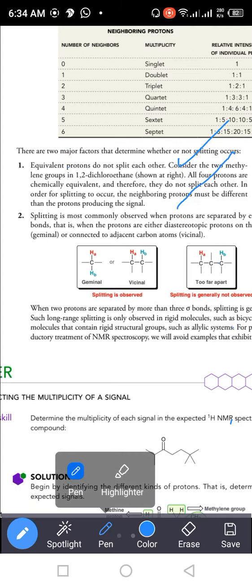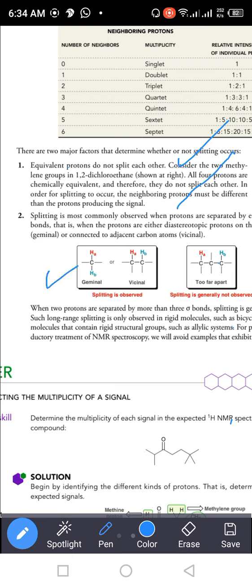So at what condition does splitting occur? Splitting is observed in these 2 cases: one case geminal protons and the other case vicinal protons. What are geminal protons? Geminal protons means 2 protons are on the same carbon. If 2 protons are on the same carbon, then these 2 protons are geminal protons. And if these 2 geminal protons have different environments, then they will obviously split one another.